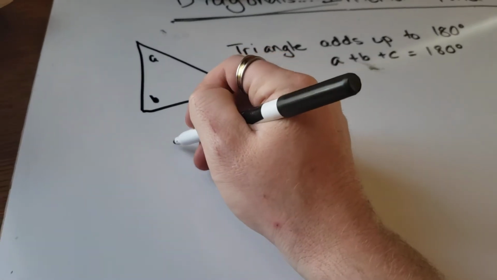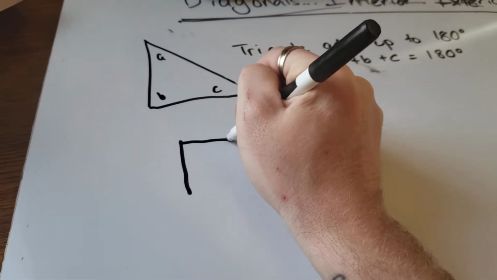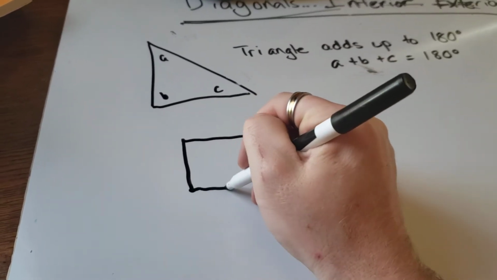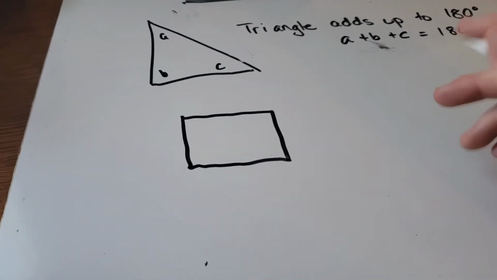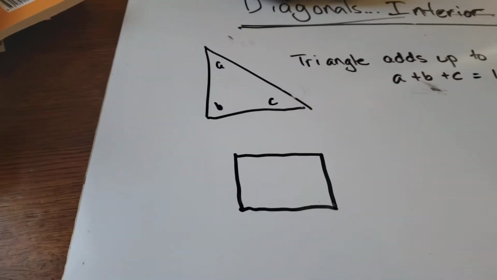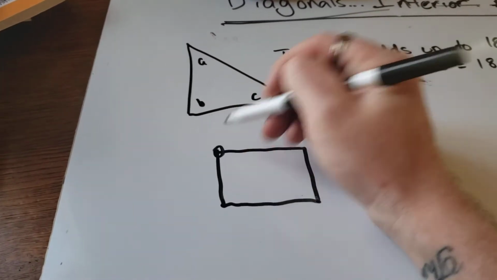So let's look at the next step up. Next step from a three-sided shape is a four-sided shape. I happen to draw a rectangle, but it doesn't matter what shape you draw. So pick an angle on our rectangle. Doesn't matter which one of the four angles you choose, just pick one.